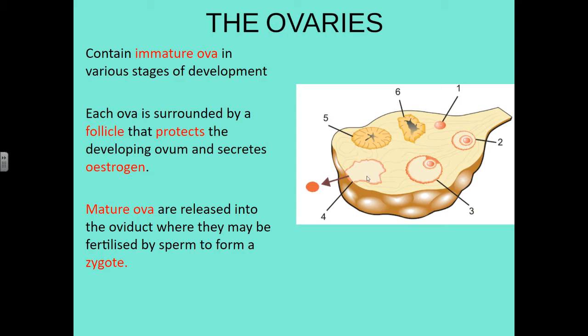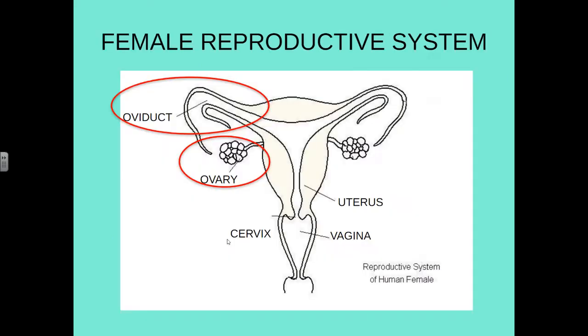Mature ova are released into the oviduct where they can be fertilized by sperm in order to form the zygote. So again, the important thing for that is that we understand that the mature ova will leave the ovary and it will travel down the oviduct. Somewhere between getting into the oviduct and leaving the oviduct, that is where fertilization would occur. It's very, very uncommon for it to occur in another place, and it can cause quite a lot of issues if it does, such as ectopic pregnancies.